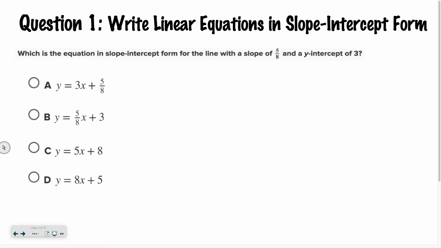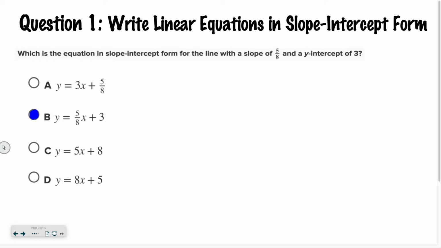All right, so now I want you to take a minute and figure out which is the equation in slope-intercept form for the line with a slope of 5/8 and a y-intercept of 3. Good luck. All right, hopefully you said letter B. Your slope always is the number that goes with your x, so 5/8 goes with the x, and then 3 is the number that's all on its own.